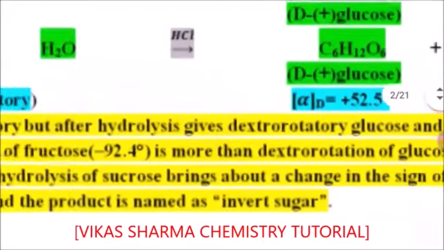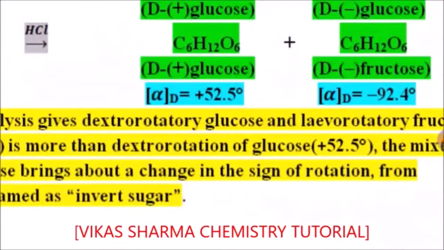So in a mixture, when we have the two units, they are known as the invert sugar condition.